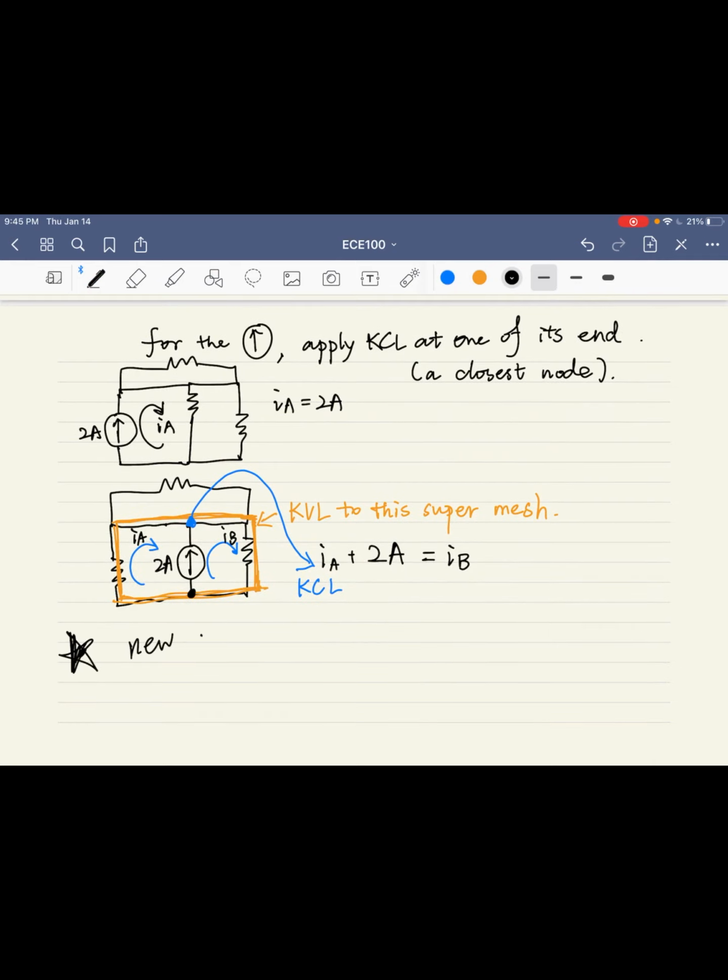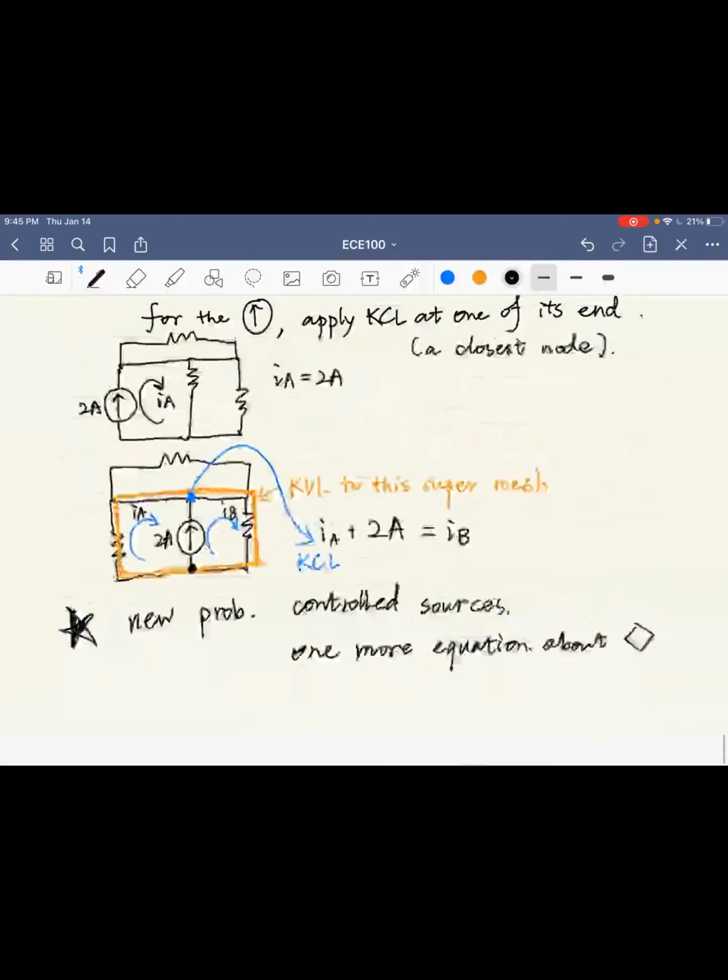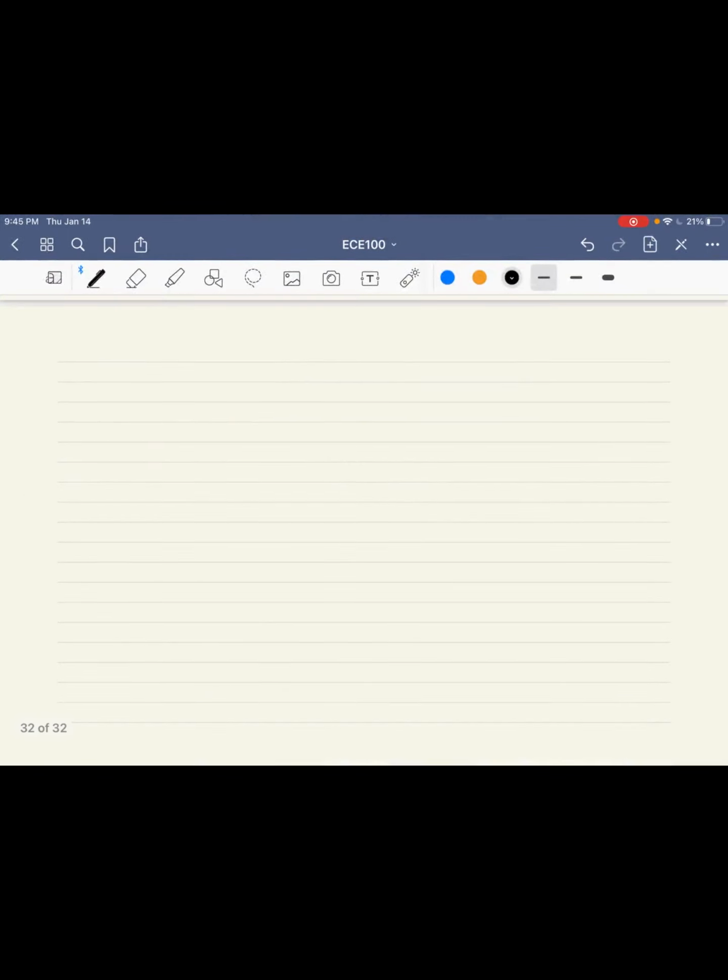And a new problem, just like we discussed in node voltage analysis, when we find a controlled source, the steps are the same, except you need to add one more equation for the controlling variables and the controlled sources. We are good.